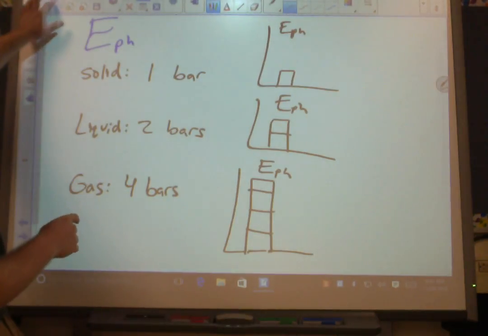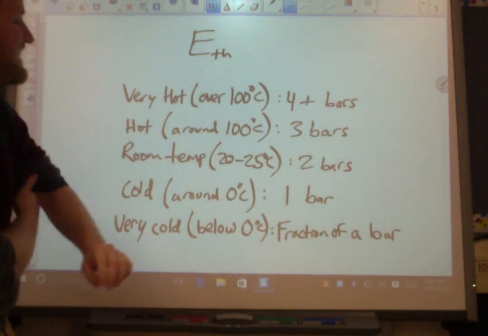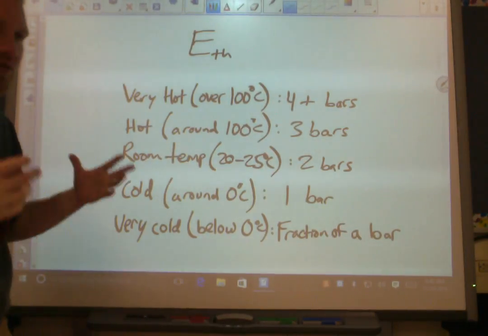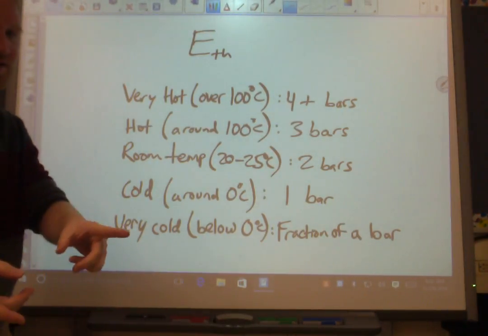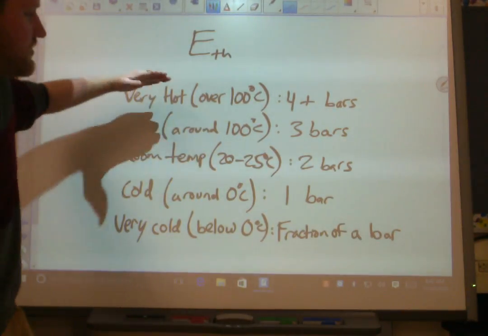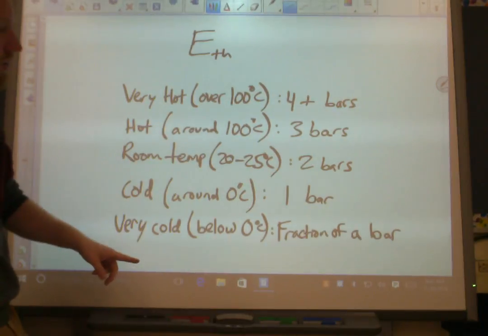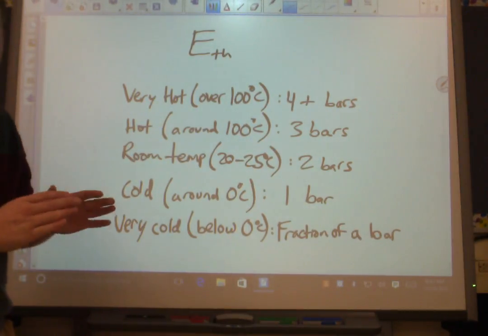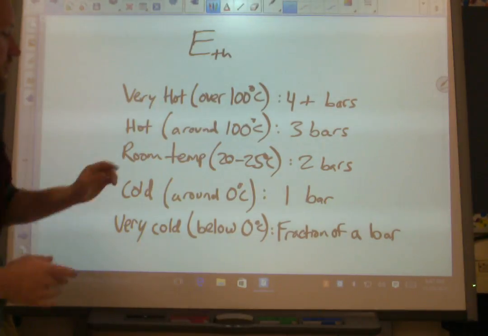Okay, so that's EPH. For ETH, this has to do with the temperature. Now, 90% of the time, you're going to be dealing with water in this. Not every time, but most of the time, you're going to be dealing with water. So we kind of set these temperature parameters around water. Now, you don't have to have this perfectly memorized. As long as you're consistent with yourself, that's the most important thing. But let's start in the middle here.